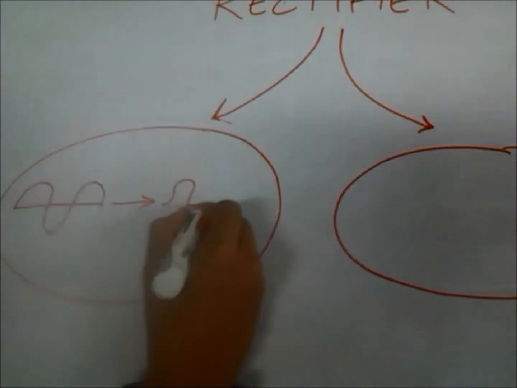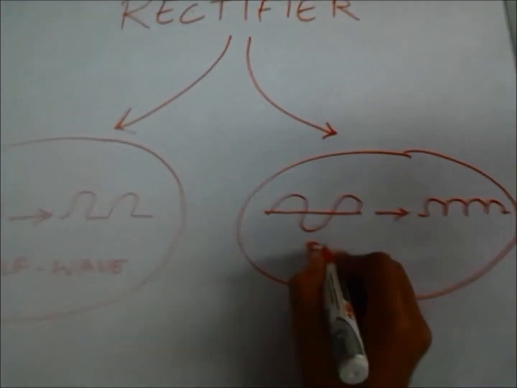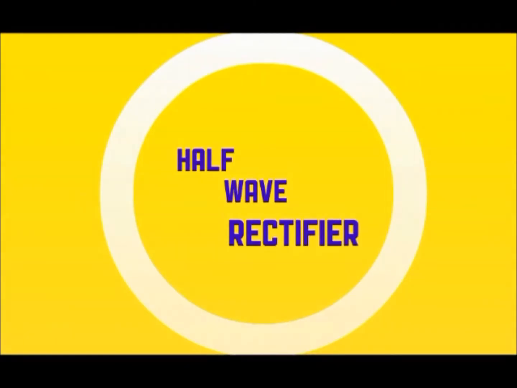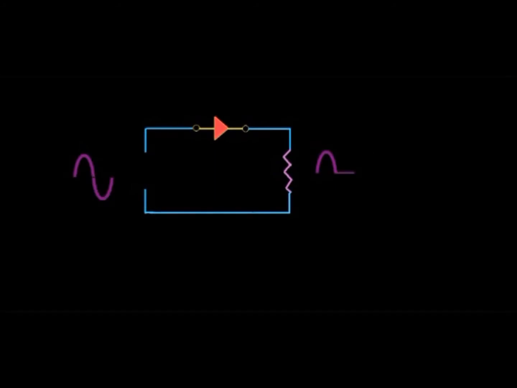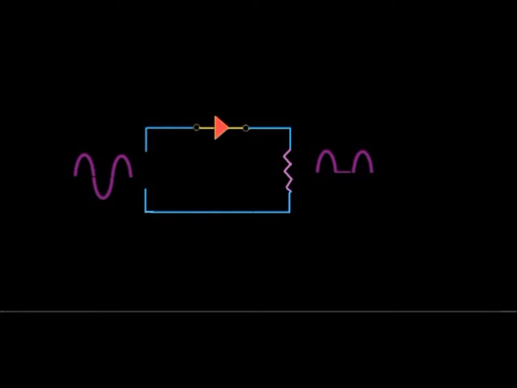There are two types of rectifiers, half-wave rectifier and full-wave rectifier. First, we'll focus on half-wave rectifier. During the positive half cycle of the input voltage, the polarity of the voltage across the secondary forward biases the diode. As a result, a current flows through the load resistor. The forward biased diode offers a very low resistance and hence the voltage drop across it is very small.